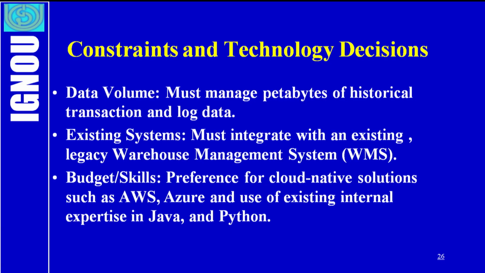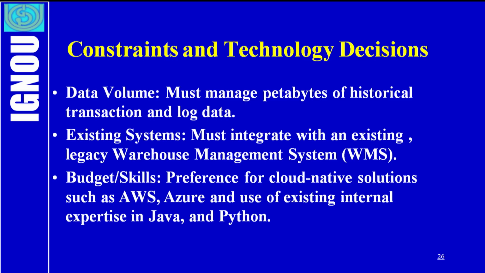Okay, because when you are fulfilling the non-functional requirements, many things come into the picture, like internet speed, the hardware which you are using, all those things. Now, the constraints and technology decisions are data volume. So it should be in a position to manage petabytes of historical transaction and log data. Then the existing systems, there should be a good integration with the existing systems of the new application that is going to be built. So it must integrate with an existing legacy warehousing management system which is already existing. Then budget and skills. Preference for cloud native solutions such as Amazon Web Server, Azure, and use of existing internal expertise in Java and Python. So these are the requirements of the system.